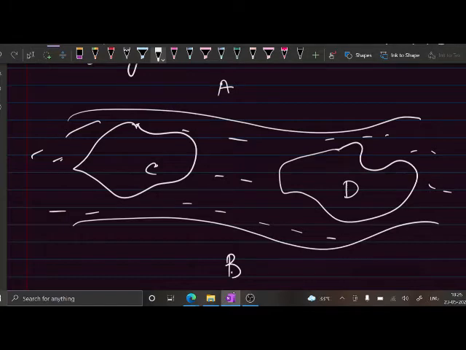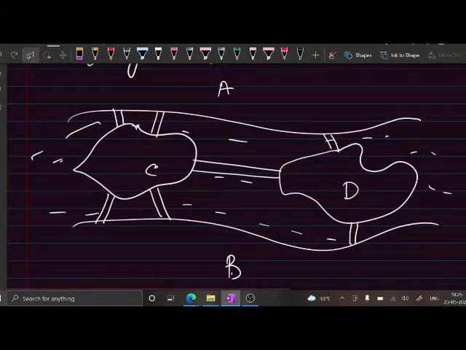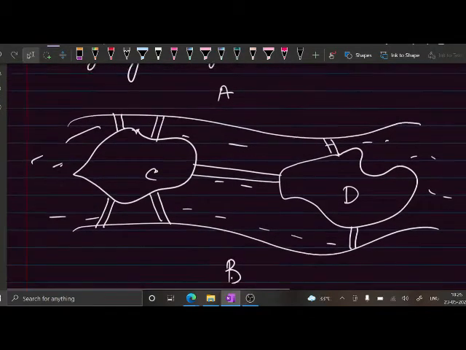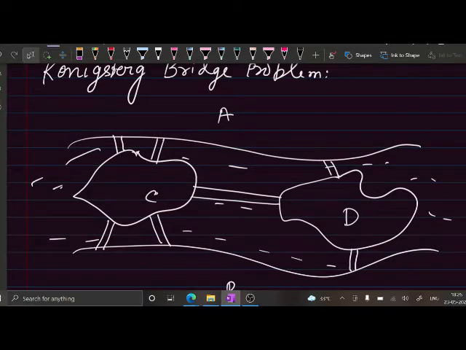Suppose this A and C has been connected by two bridges, B and C has been connected by two bridges. Okay, A and D has been connected by one bridge, B and D has been connected by one bridge, and also C and D has been connected by one bridge. So you can go from any island to other through these bridges. But the question is that the problem has been asked that if you start from any island, is it possible for you to come back again to the same island A by crossing every bridge exactly once?